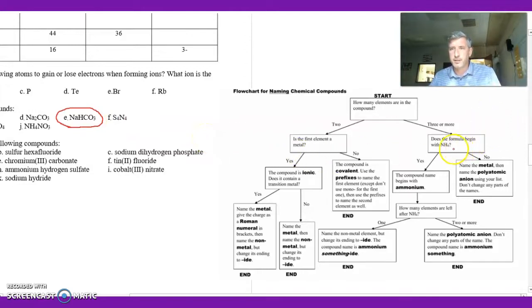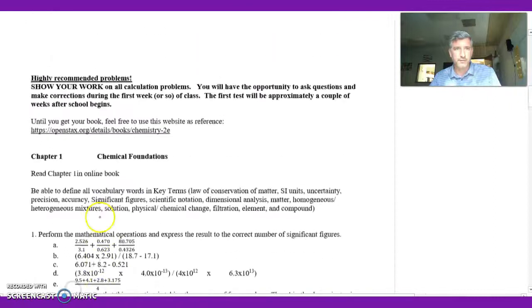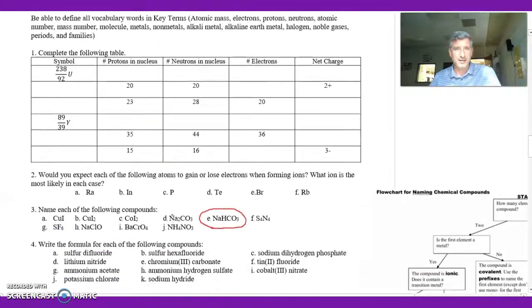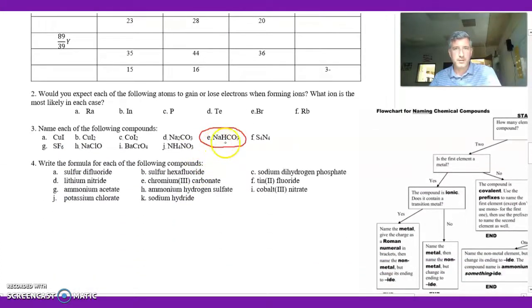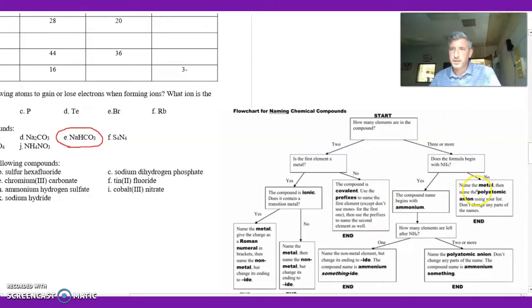All right, so does the formula begin with NH4? NH4 is ammonium, by the way, which is from your list of polyatomic ions up above. Way up here, here we go. So here is ammonium right there. This particular compound does not contain ammonium. It's got sodium, hydrogen, carbon, oxygen, so we keep going. So we're going to say no. Then it says name the metal ion, then name the polyatomic ion using your list. Don't change any of the parts of the name.